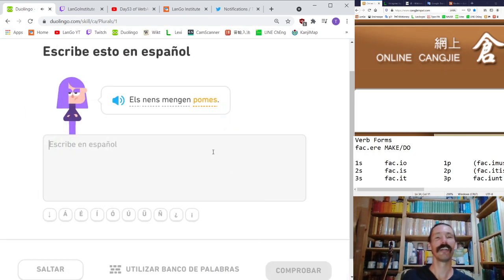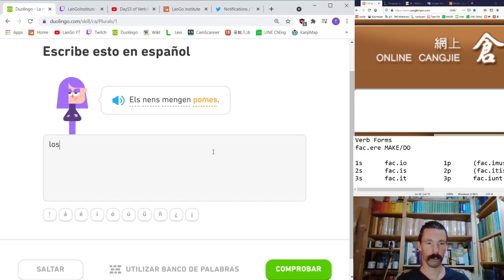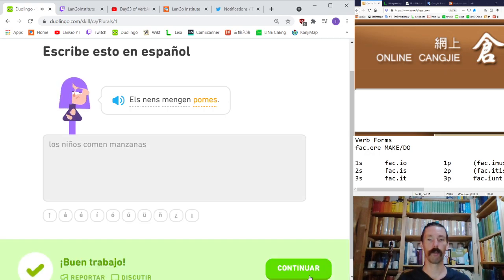Els nens mengen pomes. The boys, los niños. Mengen is comen, they eat. Pomes, manzanas. So think of French pomme. Cousin word here. Masculine, no ending here.